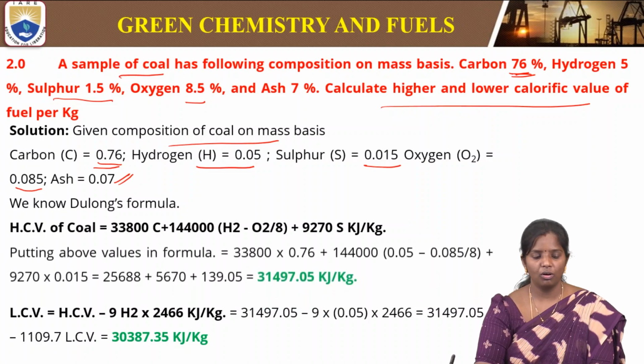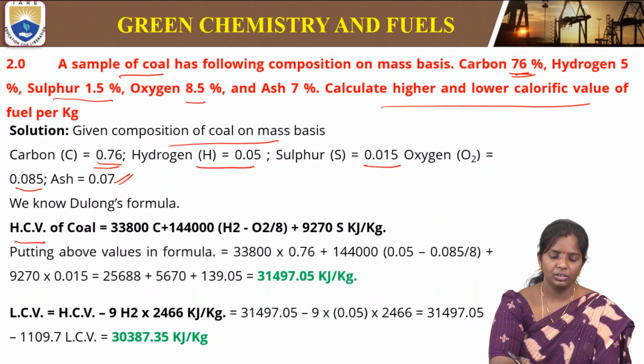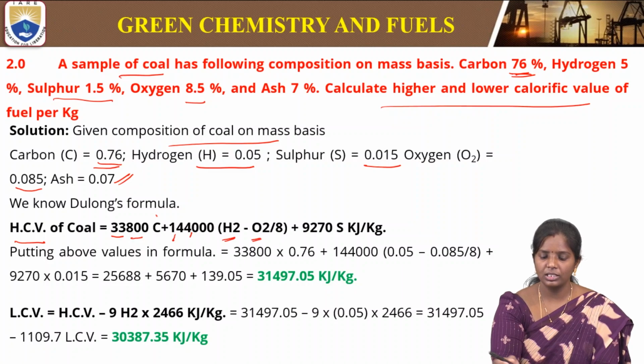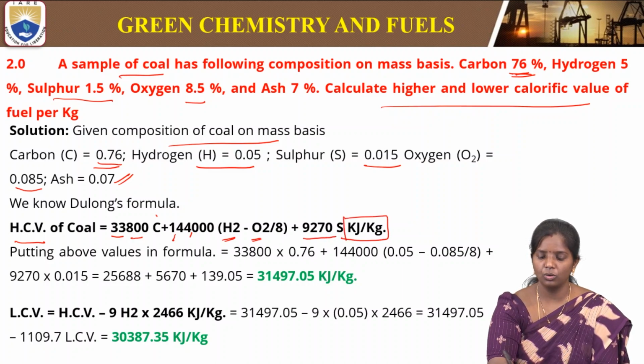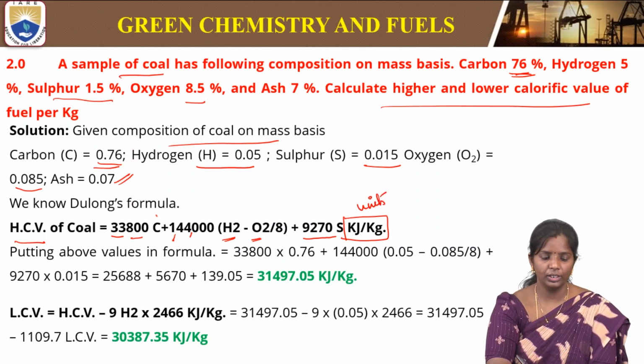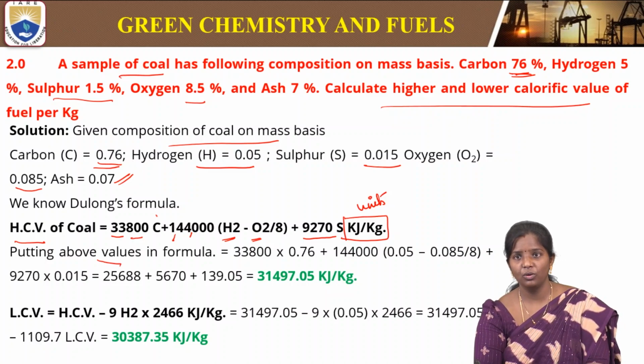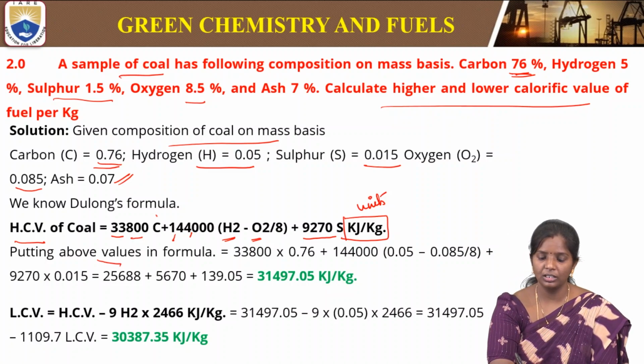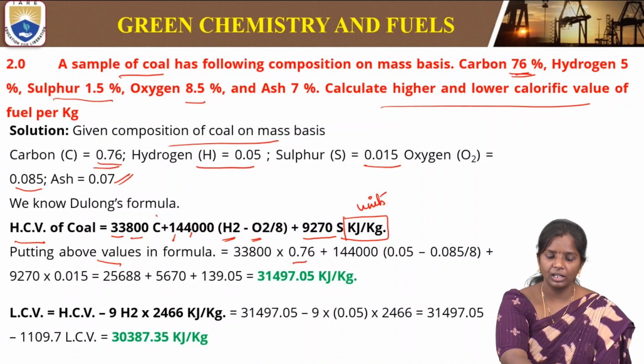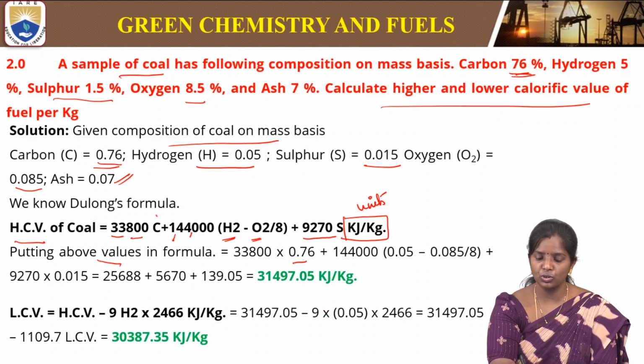And we know Dulong's formula: HCV is equal to 33,800 carbon plus 144,000 times hydrogen minus oxygen by 8, plus 9270 sulfur. So these are the units. Now substitute the values in the formula: 33,800 into 0.76. So for carbon it is 0.76 and substitute here.